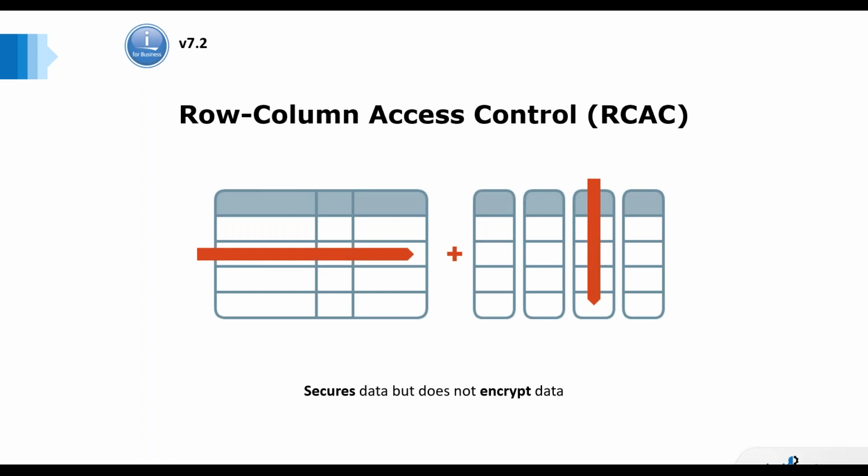It secures it when it's being accessed, but when it's sitting there at rest, it is not encrypted. So if someone is getting around those access points, then they may have the ability to see the information. There are a lot of ways you can secure data, but when encryption is required, row and column access control just isn't going to meet that mandate.